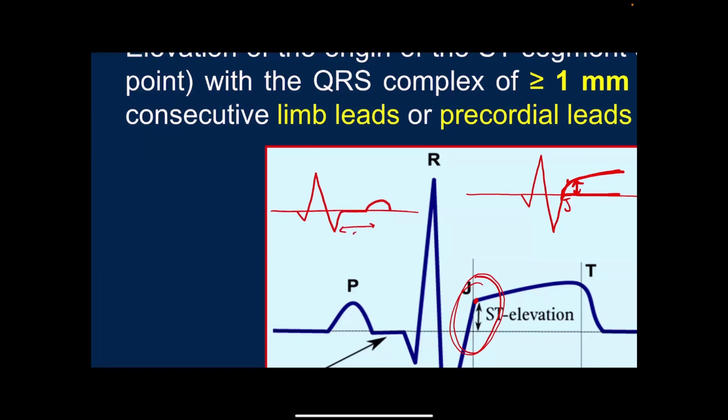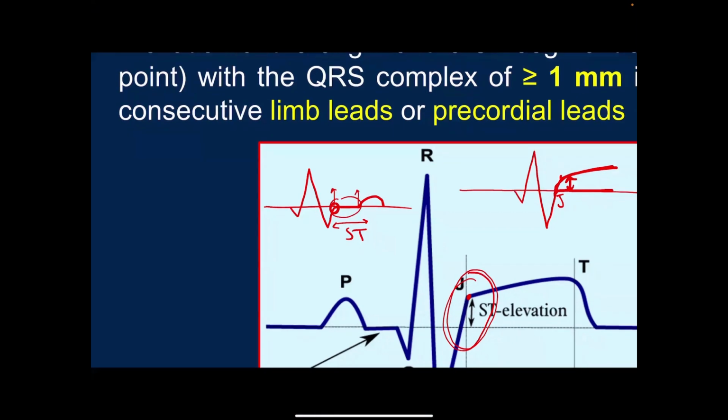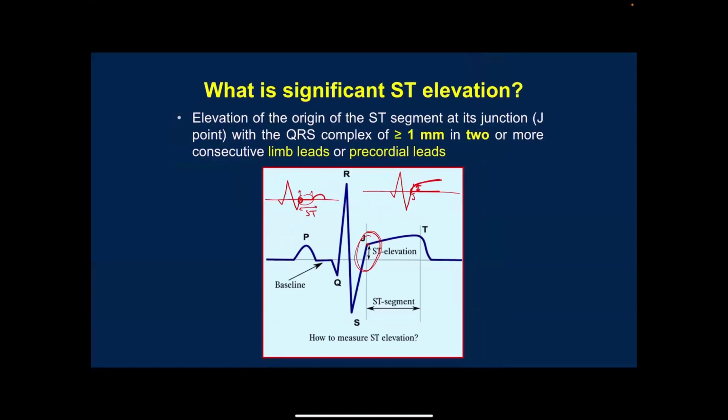This is the ST segment. If we have an ST segment elevation, this part here will be up, okay? And this segment would be up, which is what they're telling you here. Now, how high does this have to be for it to be considered an ST elevation? It has to be more than or equal to 1 millimeter in 2 consecutive leads or more.